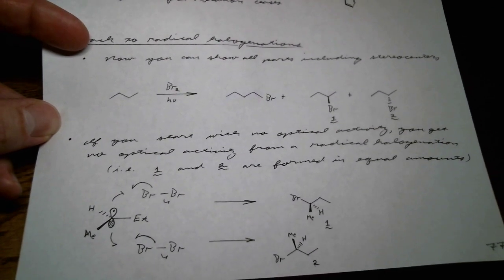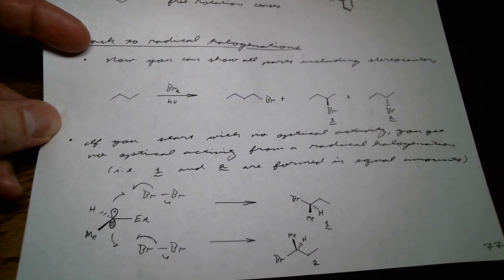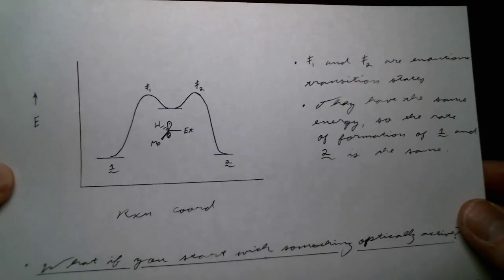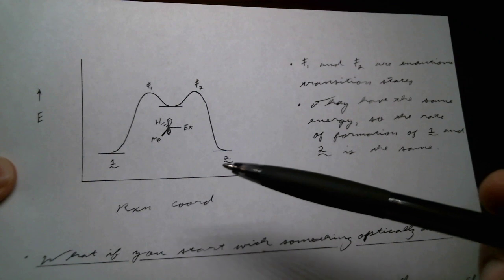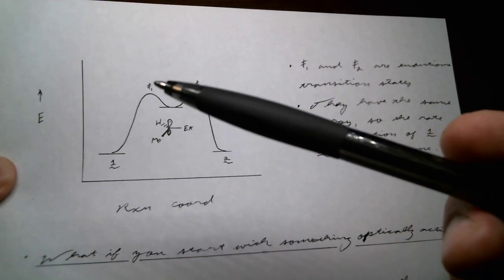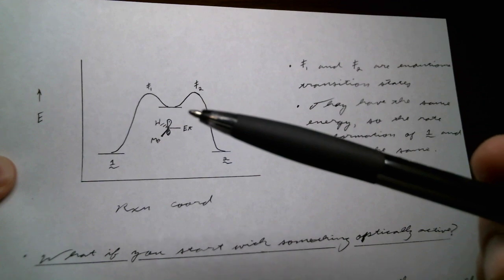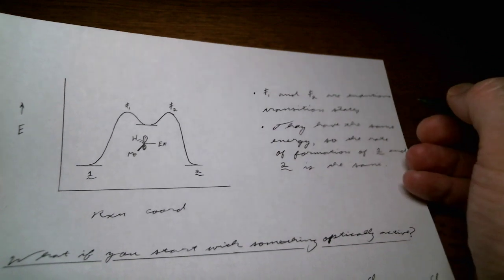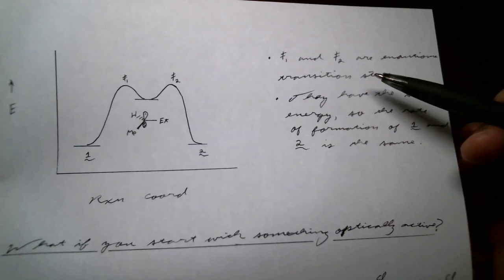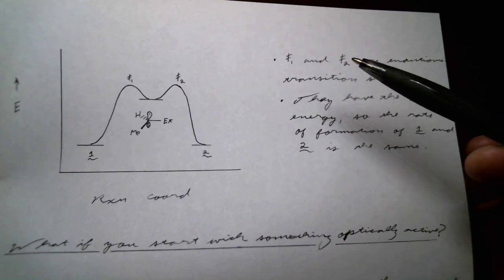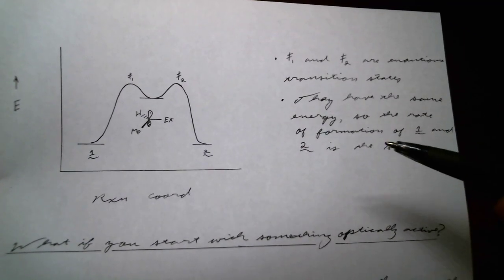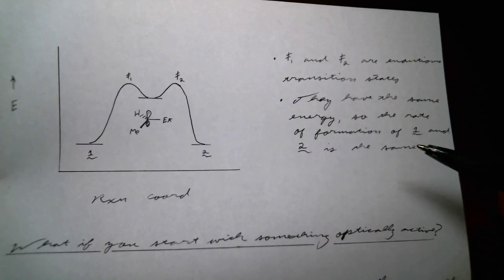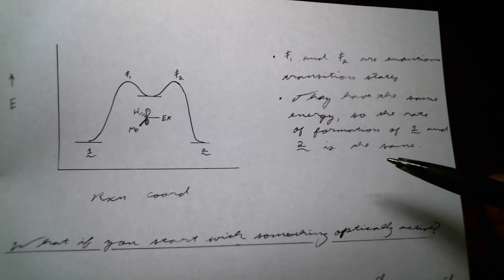So with that, we have one more page for this particular video talk. Here we go. 1 and 2 should be of the same energy, and in fact the transition states leading to 1 or 2 should be at the same energy because they are enantiomeric. Sorry, I got cut off there. Enantiomeric transition states for 1 and 2. They look like mirror images, so they have the same energy, so the rate of formation of 1 and 2 is the same.